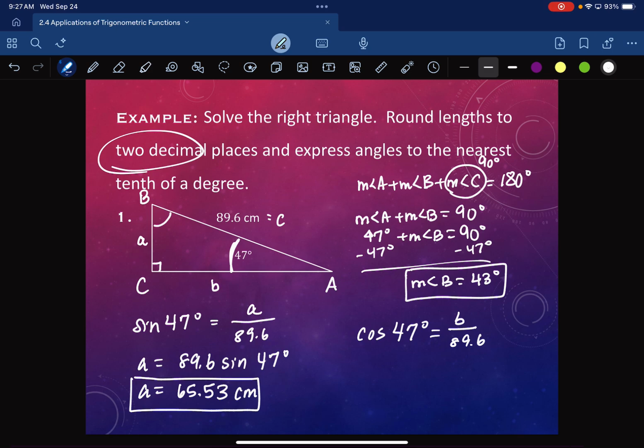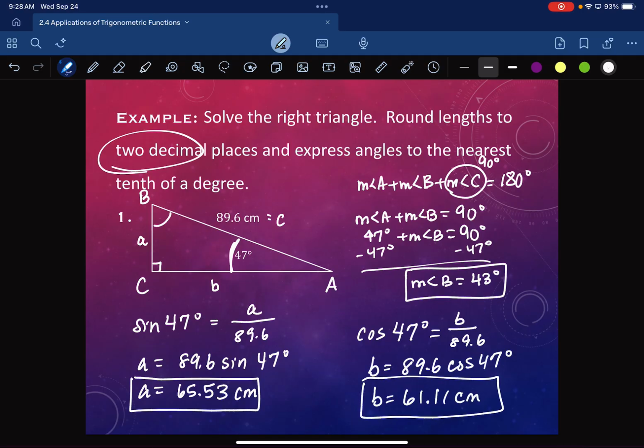So I can move the 89.6 to the other side. So B is equal to 89.6 cosine of 47 degrees. So what is 89.6 times the cosine of 47 degrees? 61.11 centimeters.